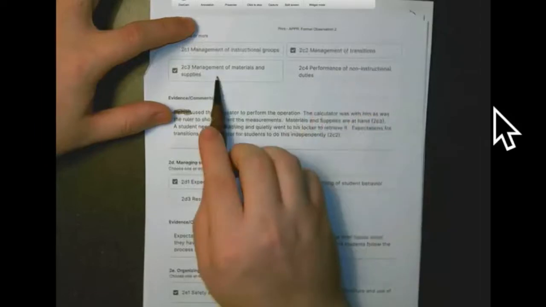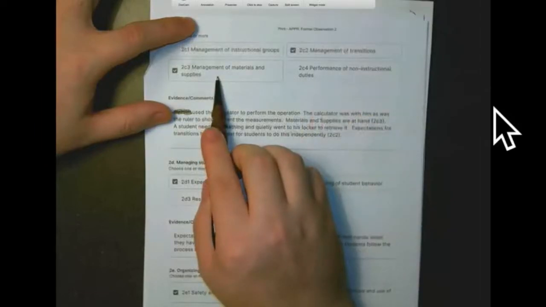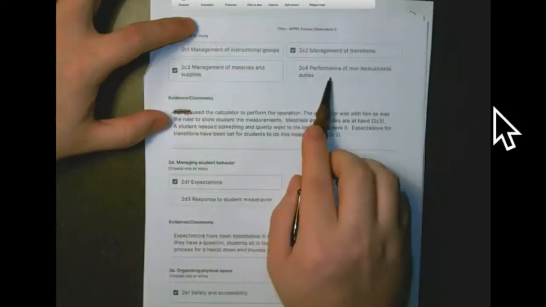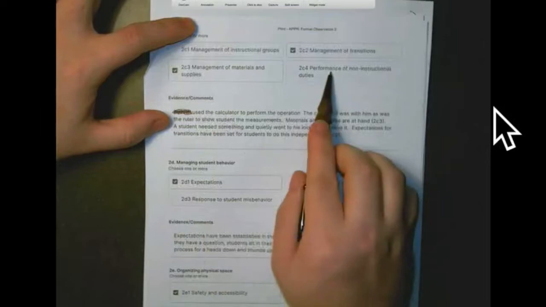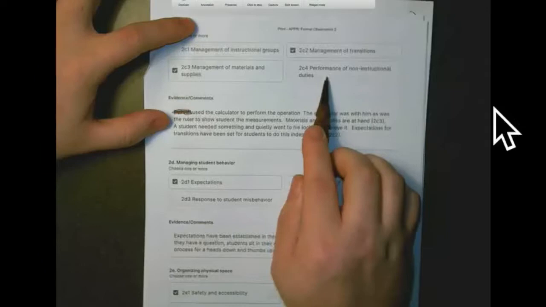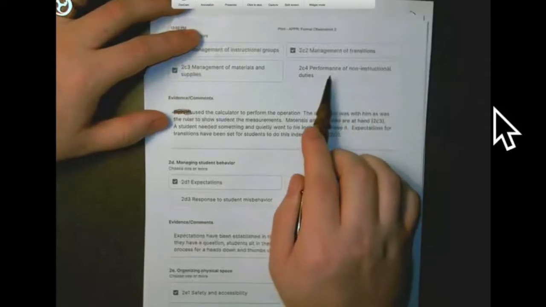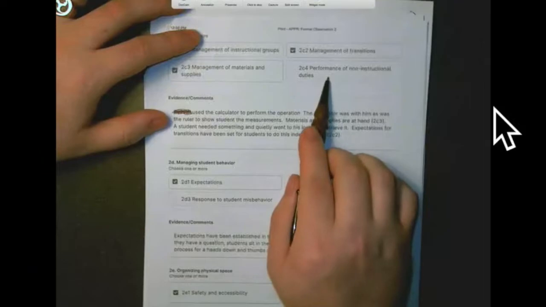Okay, managing materials and supplies. Okay, you'll see that here down in the evidence. And performing non-instructional duties, that was something I really had no way to show here because there was no opportunity for me to do something that was non-instructional. Right? And that's actually a good sign, I think, because it shows that I didn't waste instructional time.